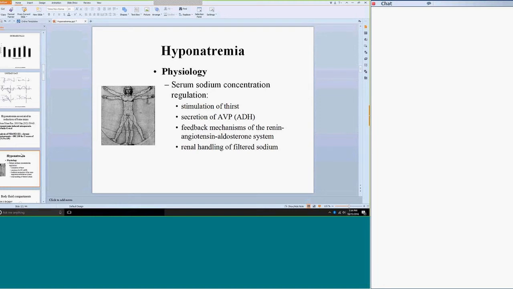Sodium concentration is mainly controlled by 2 organs in our body: the brain and the kidneys.